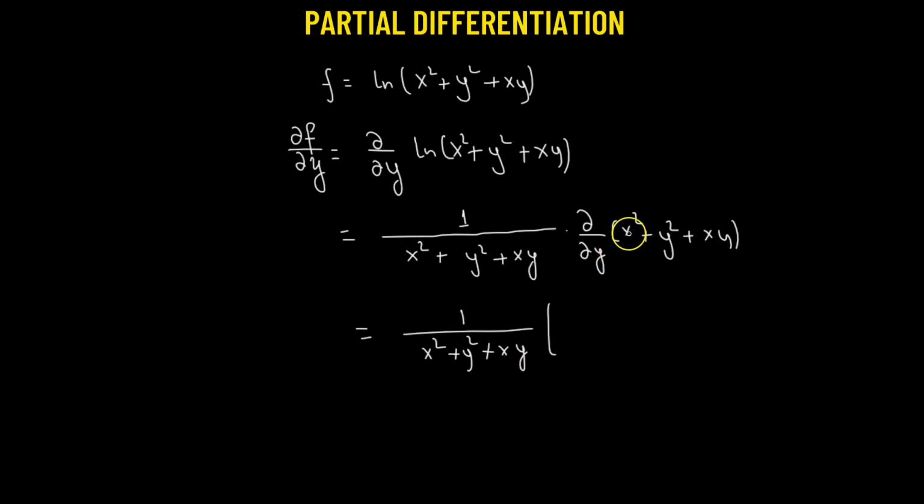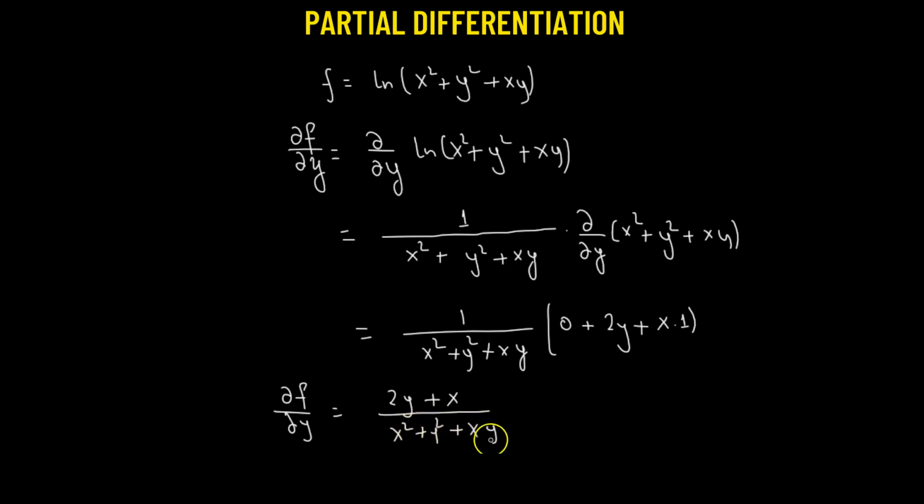The partial of x squared with respect to y will be 0, because x is treated as a constant whenever we're taking the partial derivative with respect to y. Then the partial of y squared will be 2y, and the partial of x times y will be x multiplied by the partial of y with respect to y, which is simply 1. So now we have the partial of f with respect to y given by 2y plus x divided by x squared plus y squared plus xy. Let's label this as number 2.